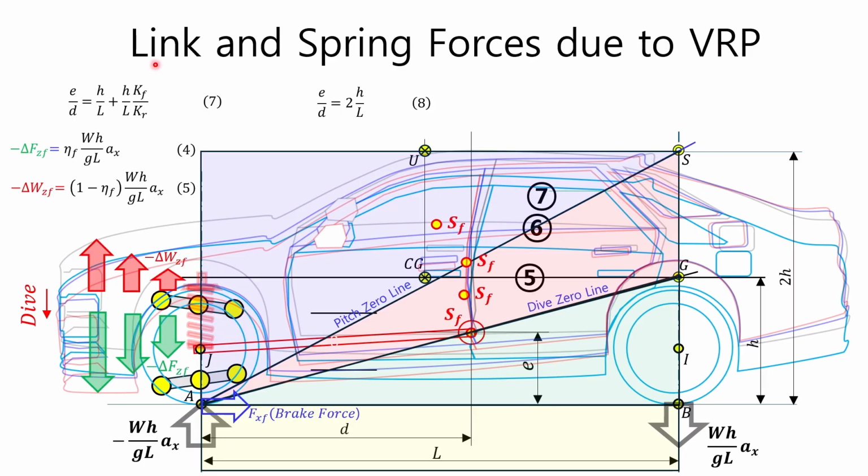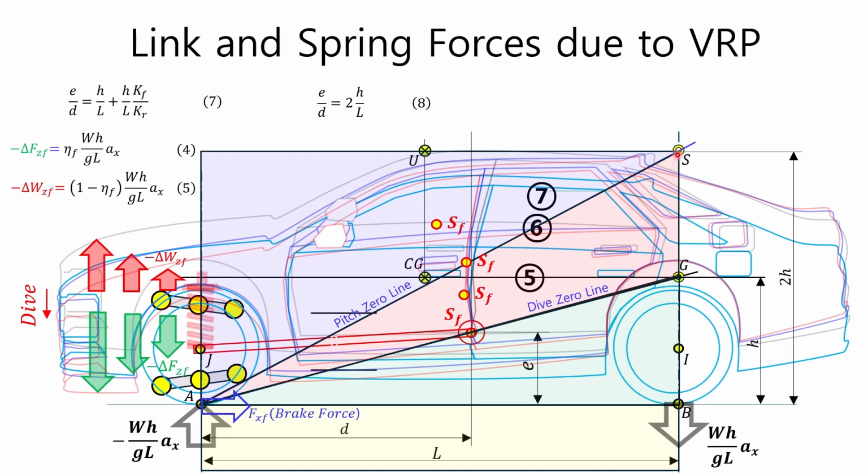Let's examine the relationship between link and spring forces based on the location of the remaining virtual reaction point, SF. Figure 5 illustrates the case where the virtual reaction point, SF, exists between the dive 0 line, AG, and the pitch angle 0 line, AS, and is shown in light red. In the figure, point S is the point where a horizontal line parallel to the ground, passing through point U, which is at twice the height of the center of gravity, CG, intersects the vertical line passing through the rear tire contact point, B.